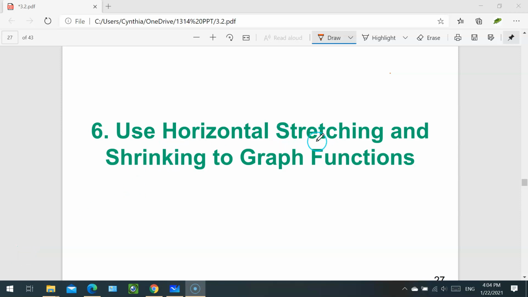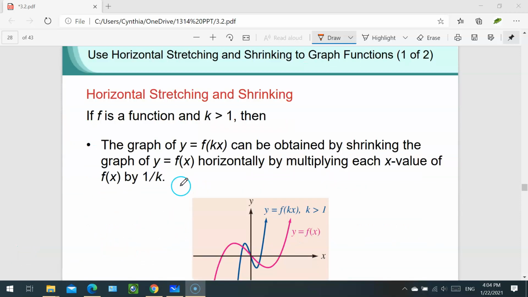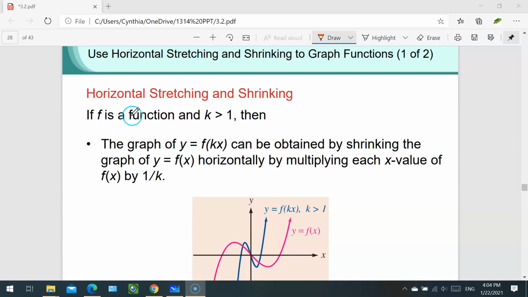Use horizontal stretching and shrinking to graph a function. If f is a function and k is bigger than 1, then the graph of y equals f of kx, where the k value is multiplied inside the parenthesis, can be obtained by shrinking the graph of y equals f of x horizontally, and then multiplying each x value by 1 over k.